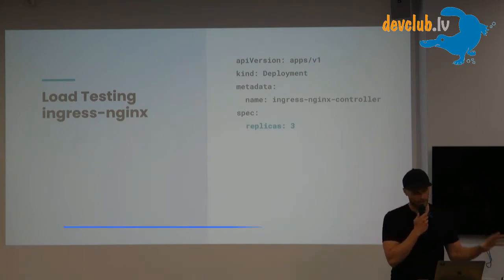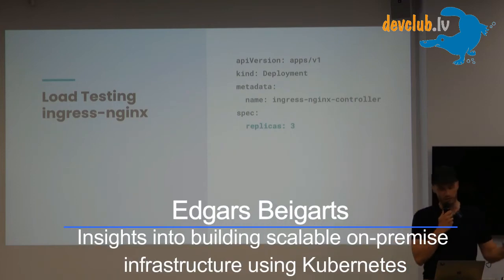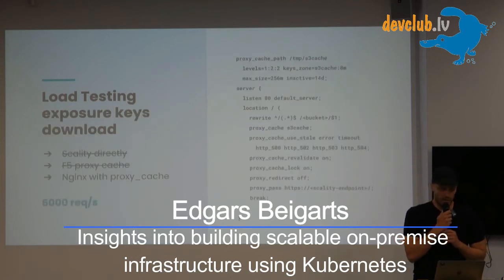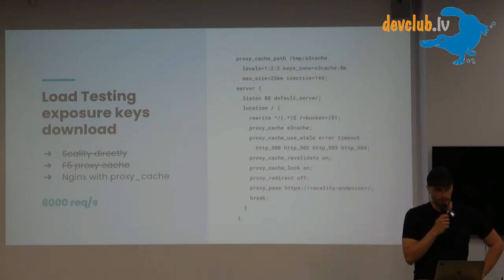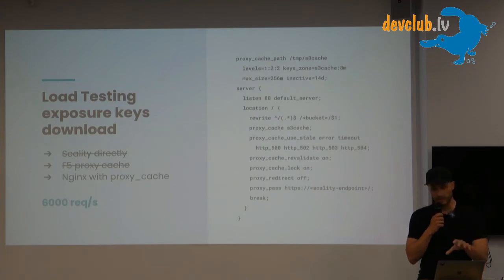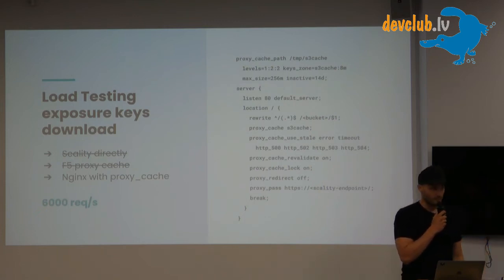Sometimes one of the Nginx processes still crashed, but we didn't care because we had at least 2 more. So then the next thing, we tried testing the exposure keys download API, which is the API that's going to be called by all the mobile devices in the background. So at least 2 million requests per day, if there are 2 million apps installed.